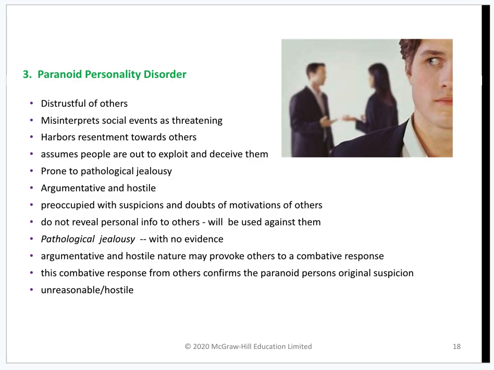This is paranoid personality disorder. They're very distrusting of other people. They assume that everybody's out to get them, or they're conspiring to get them. Misinterpret social events as threatening, prone to pathological jealousy. So they'll be very jealous of their partner, say. And there's no evidence for their partner doing anything wrong at all, but they will search and search and search for evidence until they find something to support their jealousy. Argumentative and hostile nature provokes others to combative response.